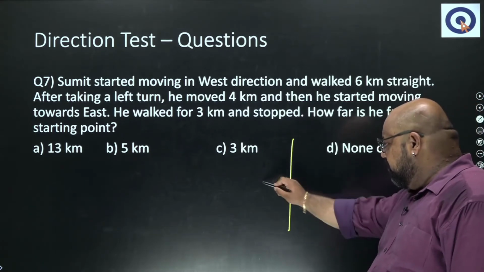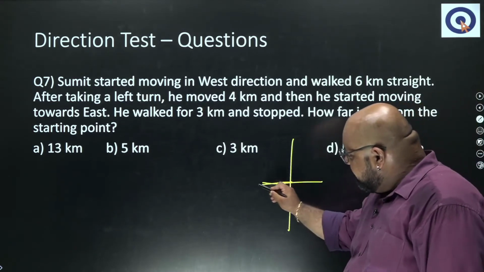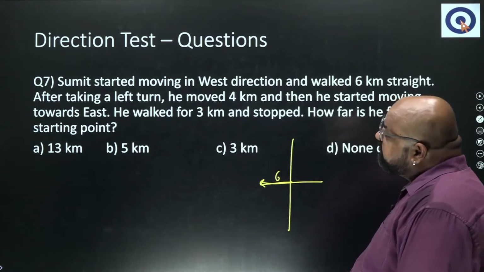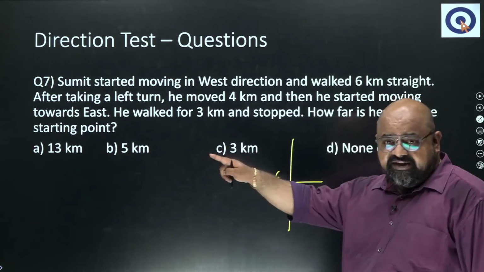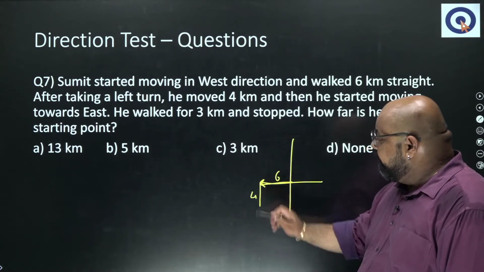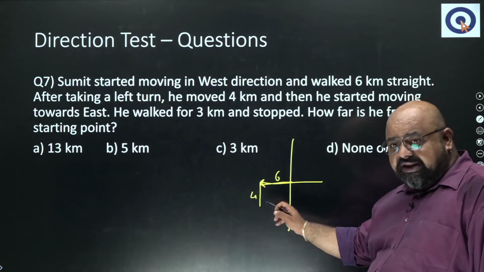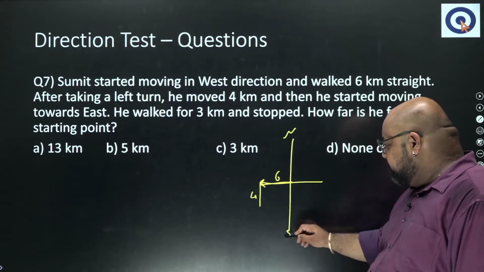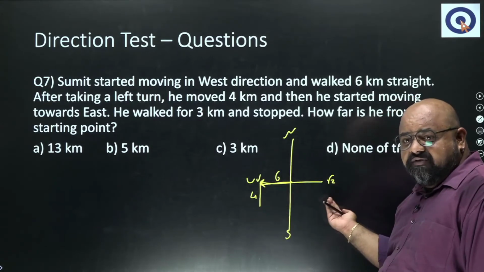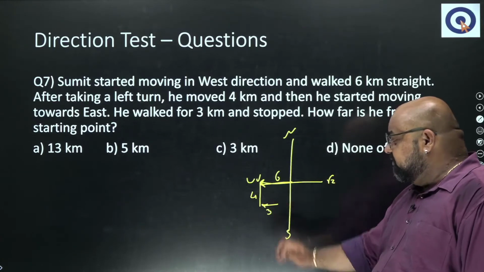So when you're starting, always start from the center. Sumit started moving towards west. Here I go. Moved a distance of 6 kilometers. Right? From here he took a left turn. Because I'm facing in that direction, left will be towards south. So he takes a left turn, moves 4. And then started moving towards east. So from here he moves east. Irrespective of where you are, once you have started with a set of directions, because I had taken this as west, the opposite side will always remain east. So from here, if I have to go east, I'll start going in this direction. He travels a distance of 3.